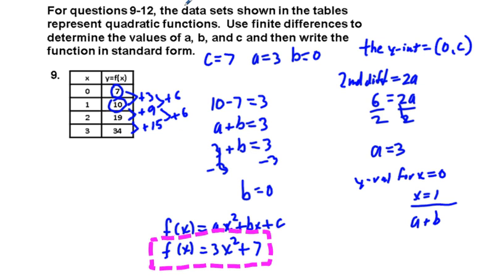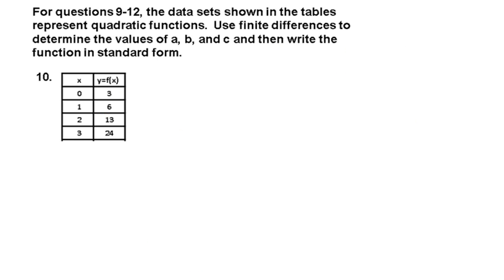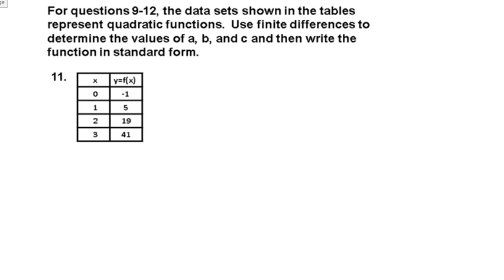Okay, the last one we're going to have in this set, and this video lesson, is number 11. So same process. We notice on the left we're going up by 1. On the right, we have 5 minus negative 1 is plus 6. 19 minus 5 is going to be plus 14. And then 41 minus 19 is going to be plus 22. So those are our first differences. We go to our second differences. We have 14 minus 6 going to be plus 8. And then 22 minus 14 is plus 8.